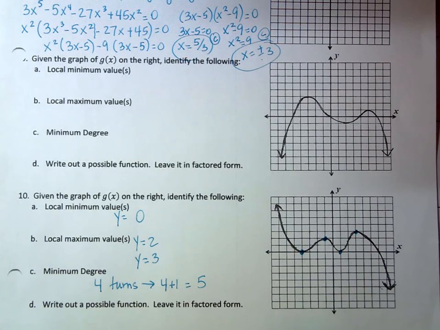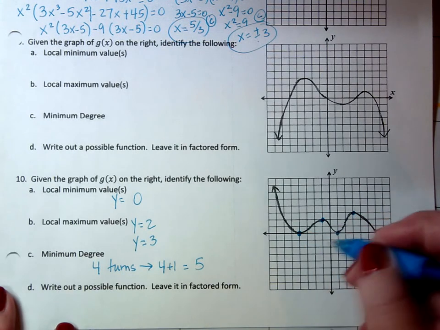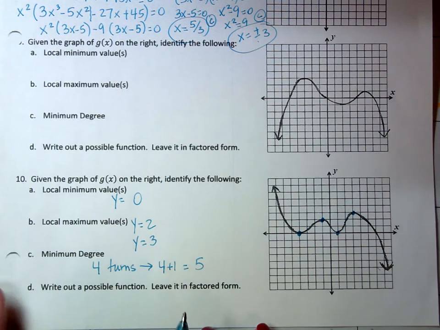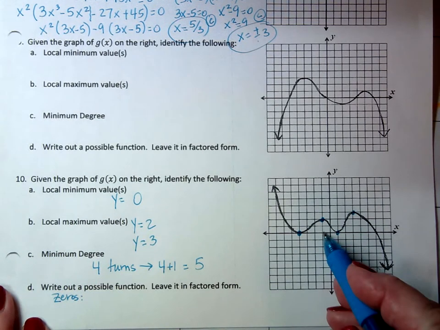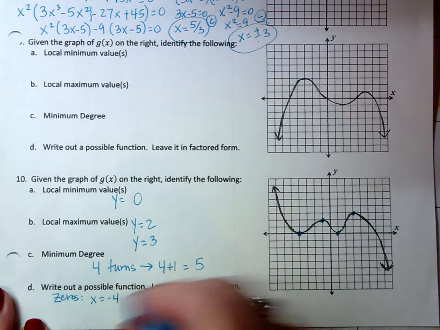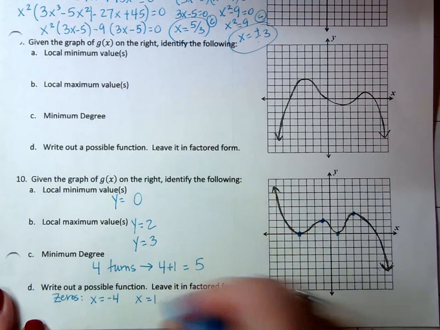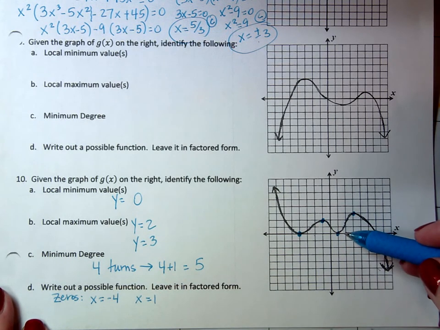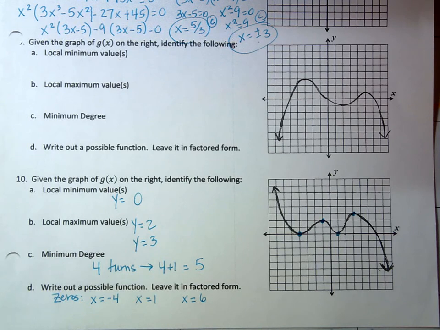And then the last piece is write out a possible function. So if I'm looking at this, I'm looking at the zeros. I want to know what the zeros are. Where does it cross the x-axis? It crosses at negative 4. X equals negative 4. It touches at 1. And then it crosses again over here at 6. Every place that it crosses or touches the x-axis is where I'm putting my zeros.